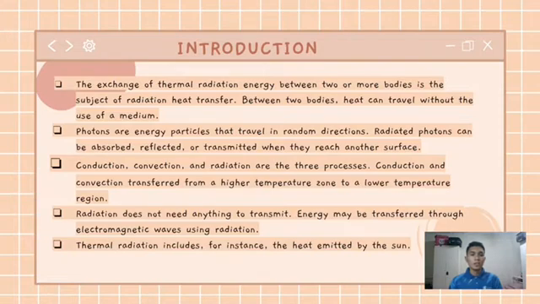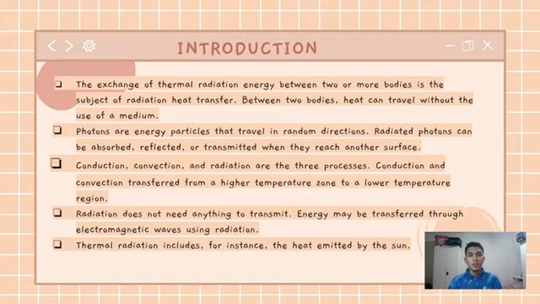There are three ways in which heat may be spread: conduction, convection, and radiation. Conduction and convection require a medium to transfer heat from a higher temperature region to a lower temperature one. Radiation, on the other hand, doesn't need anything to transmit. Energy may be transferred through electromagnetic waves using radiation.